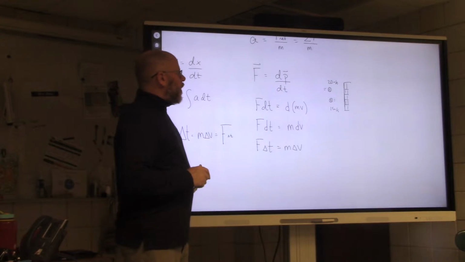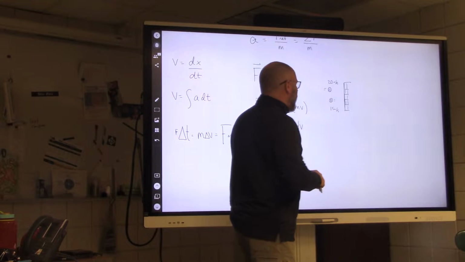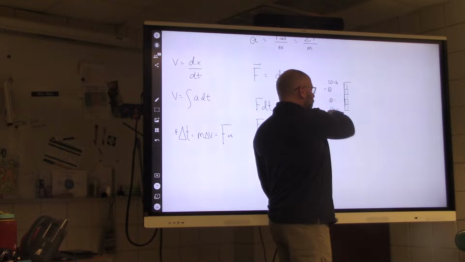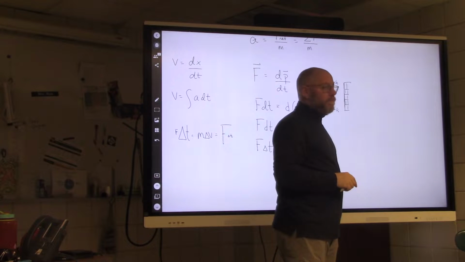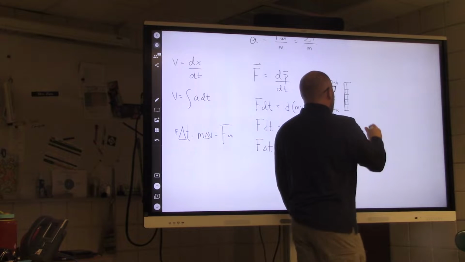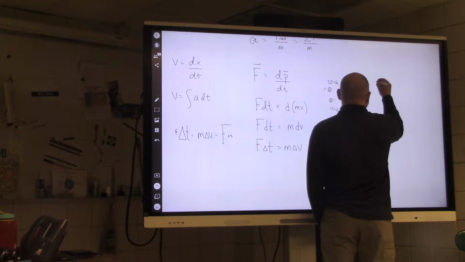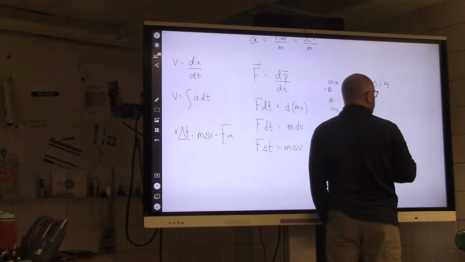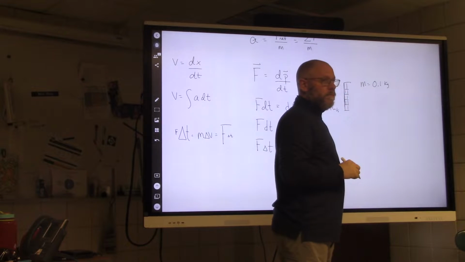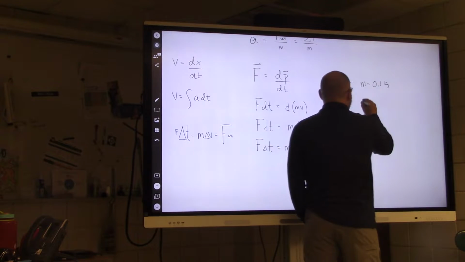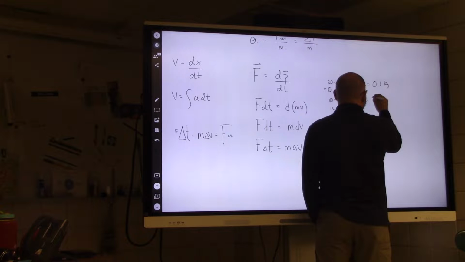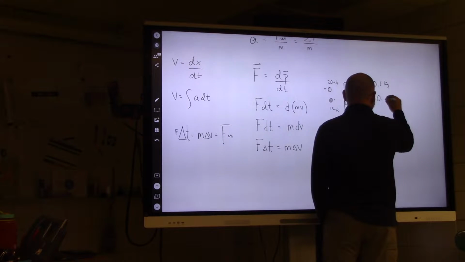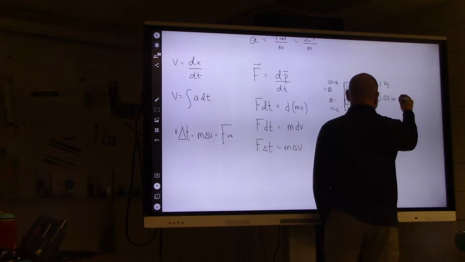Here's a problem that you need to be aware of. This tennis ball is going to come in and hit the wall. Right before it hits the wall, it's moving at 20 meters per second. It bounces off the wall and is moving at 15 meters per second. The mass of the tennis ball is about 100 grams, we'll call it 0.1 kilograms. And it's in contact with the wall for 0.02 seconds.